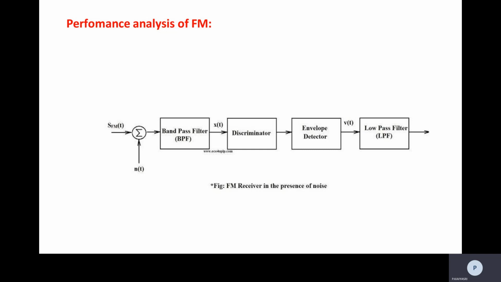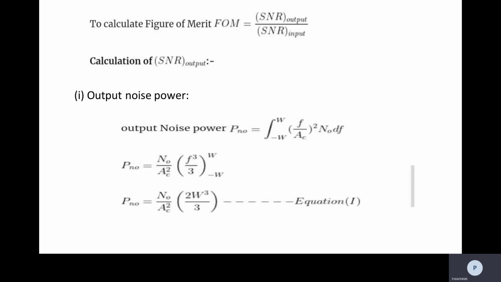The inputs are S_FM of t, which is an FM signal, and noise signal N of t, and that output is given to the band pass filter, and the output of the band pass filter is given to a discriminator, and the discriminator output is given to the envelope detector. The envelope detector output is given to the low pass filter. Now we have to calculate the 4 parameters.